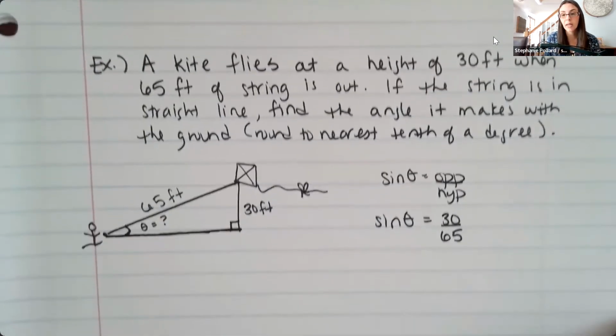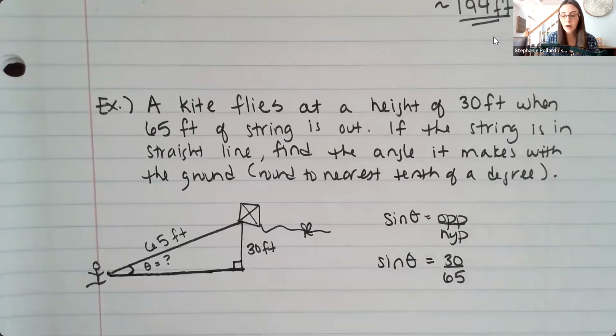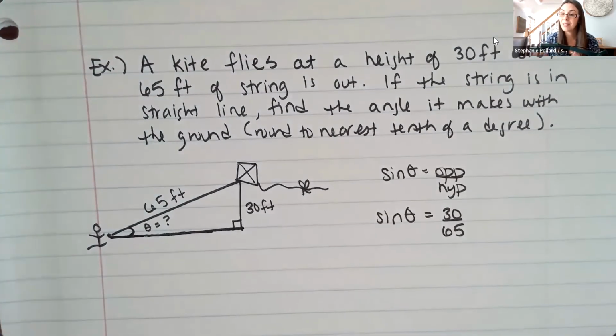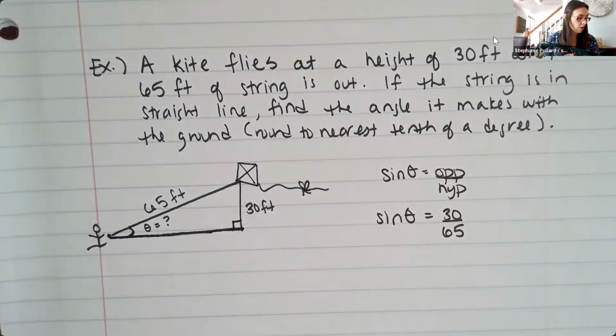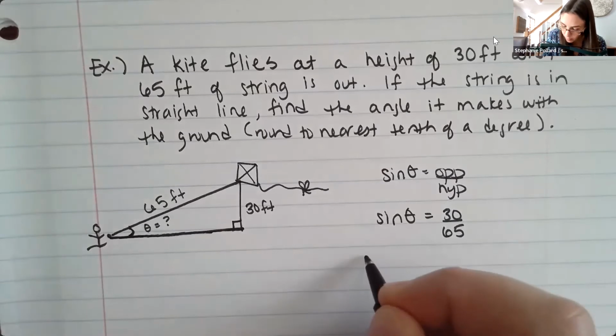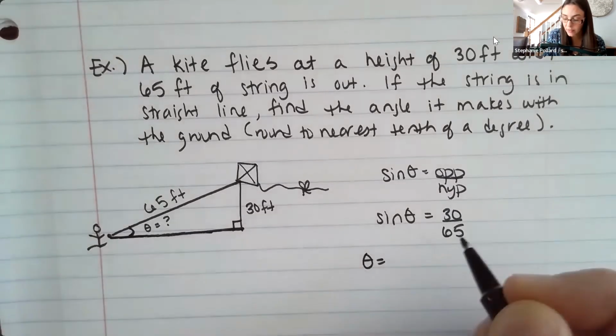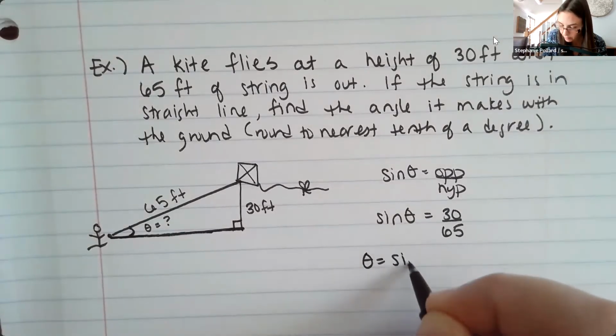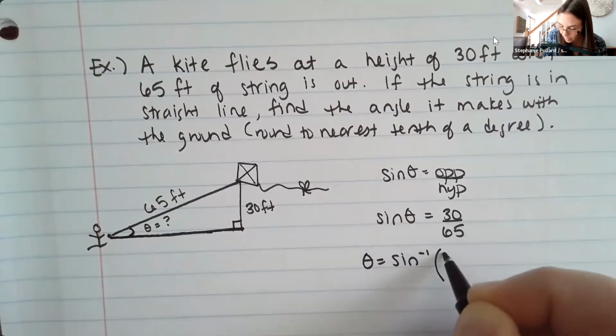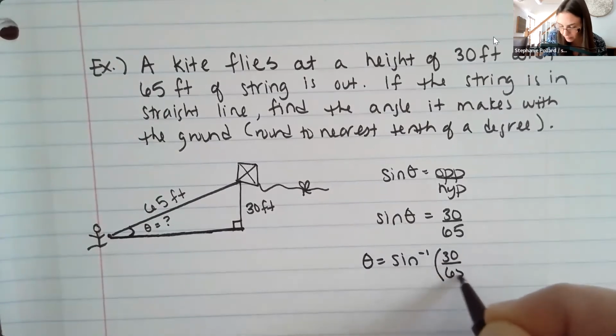Now this one's a little bit different. We have actually seen this before in previous videos. When you don't know the theta, you have to use an inverse function to solve. So this is a nice little reminder that to solve for that theta, you're going to use the inverse function. If it's sine, we're going to use inverse sine, and then we're going to use that 30 over 65.